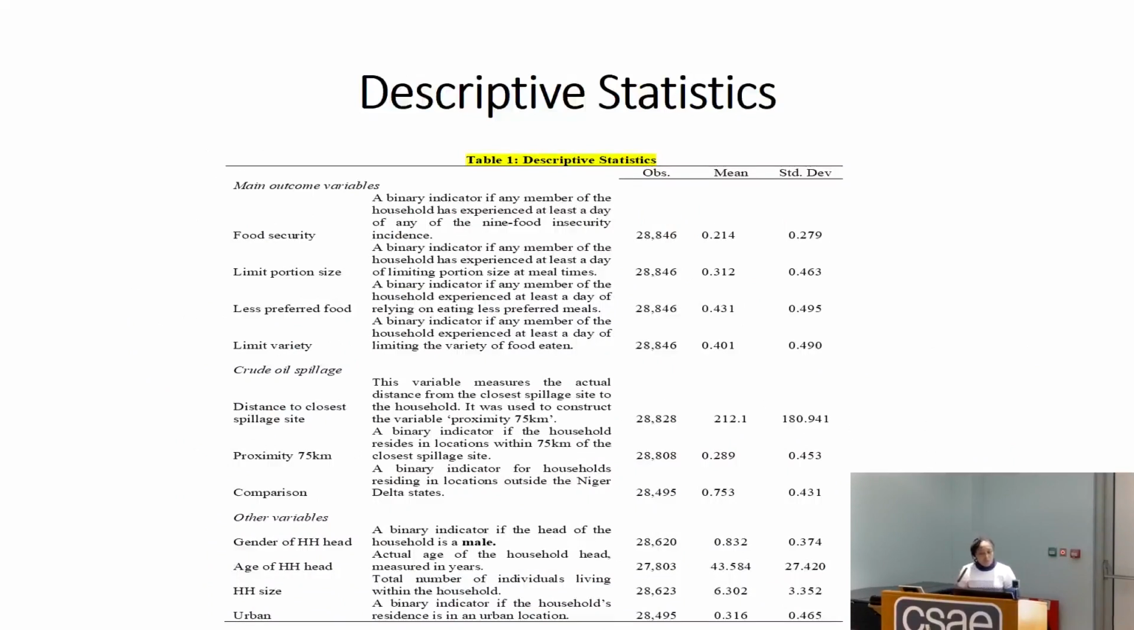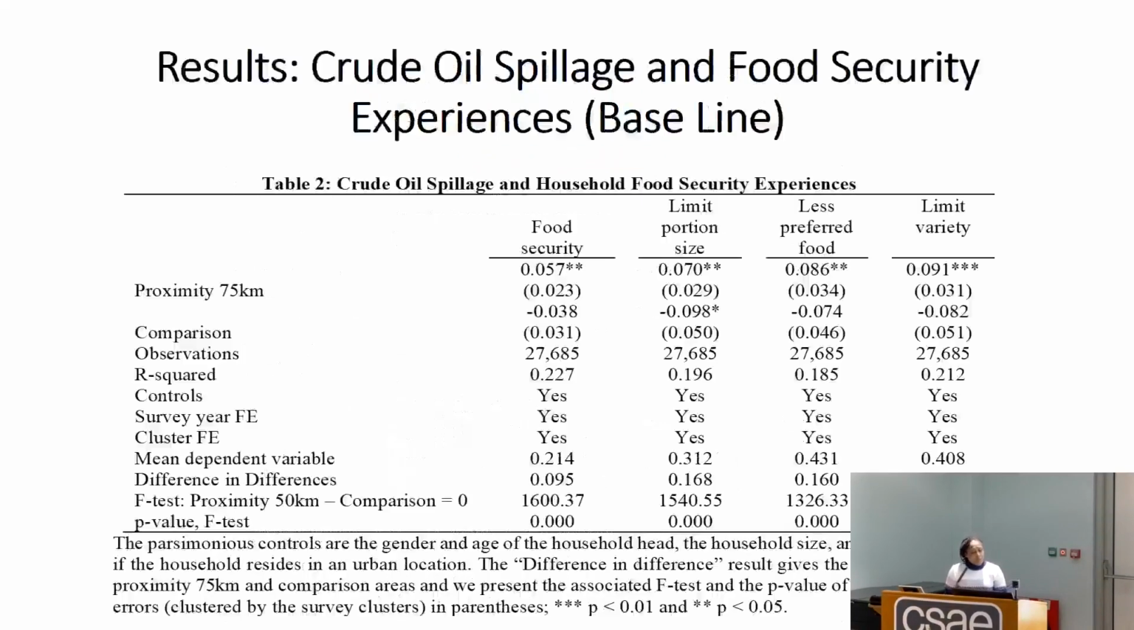The descriptive statistics show that about 21% of the population were insecure with regards to food. About 9 variables were captured by the LSMS data for food security, and those 9 variables were aggregated to explain food security. We then use limit portion size, less preferred food, and limit variety as the main disaggregated variables, because it would be too lengthy to use all 9 of them.